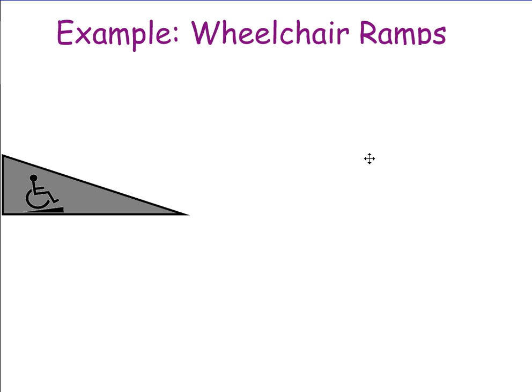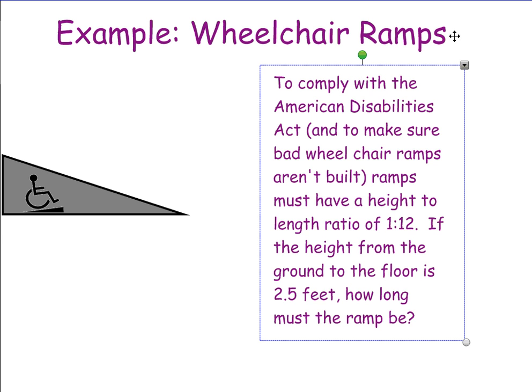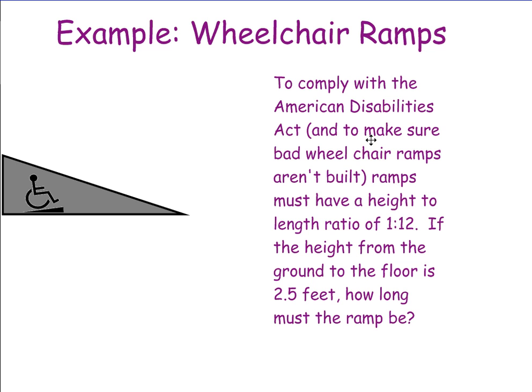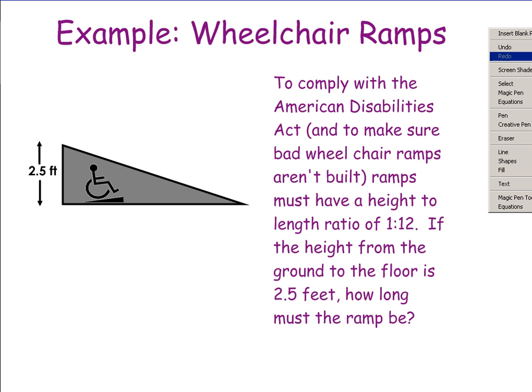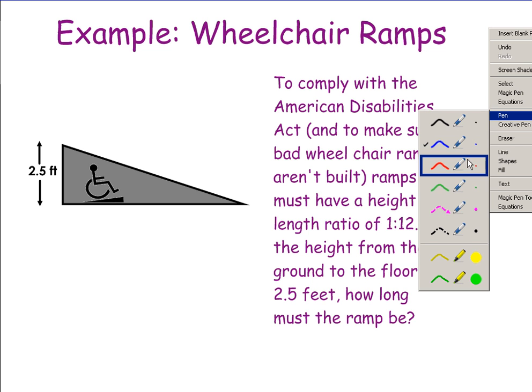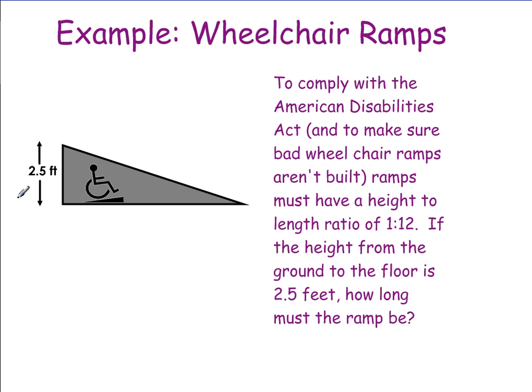Well, to fix this, and to make sure that bad wheelchair ramps aren't built, the Americans with Disabilities Act says all ramps have to have a height to length ratio of 1 to 12. If the height from the ground to the floor is 2.5 feet, how long must the ramp be? To solve this, we can use the idea that all of these ramps form triangles that have to be similar to one another, with a 1 to 12 ratio of height to length.